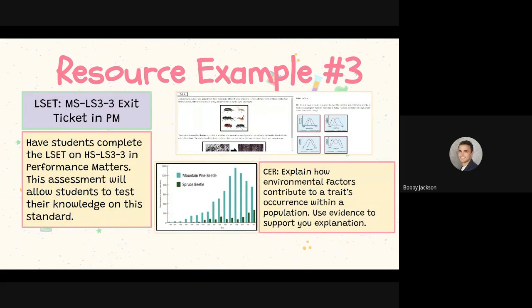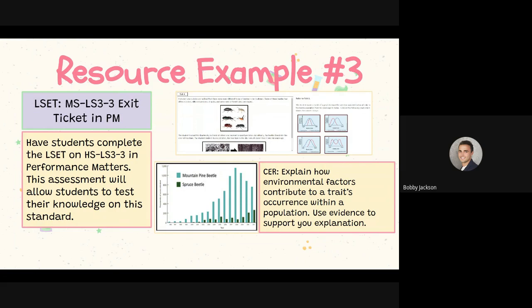Lastly, there is an assessment available in Performance Matters that covers this standard: LSAT HS-LS3-3, Exit Ticket, in Performance Matters. This assessment has 4 different questions. For the first 3 questions, which are multiple choice and technology-enhanced items, students will look at various tabs and resources, including graphs, charts, images, etc., in order to answer a series of questions linked to HS-LS3-3.